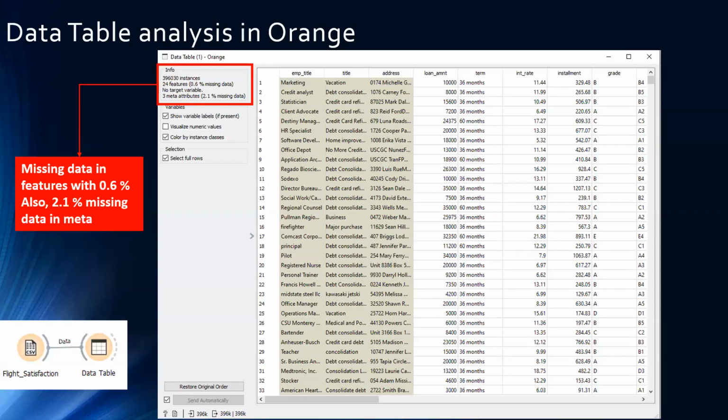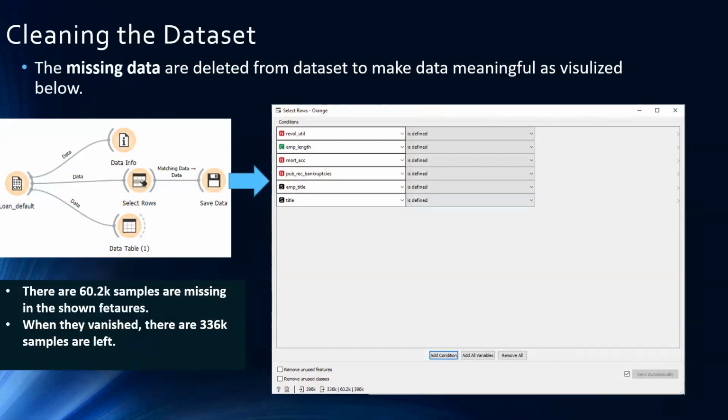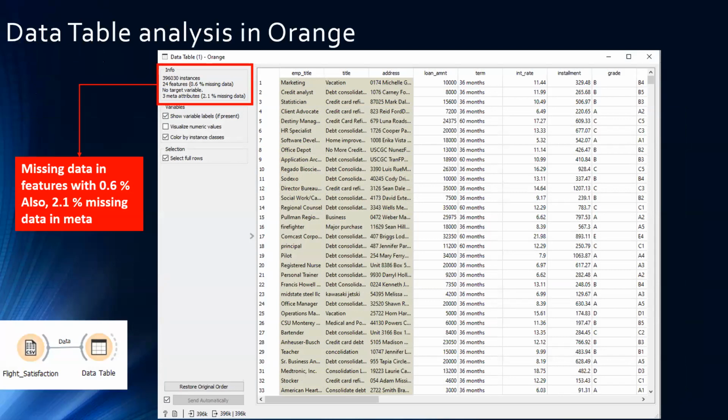Also, after we saw data in the data info command, we looked at our data in the data table, and we see some missing data in features and the meta part of the data set. According to these observations, we eliminate those missing data because the missing data percentages are really small according to the whole data.